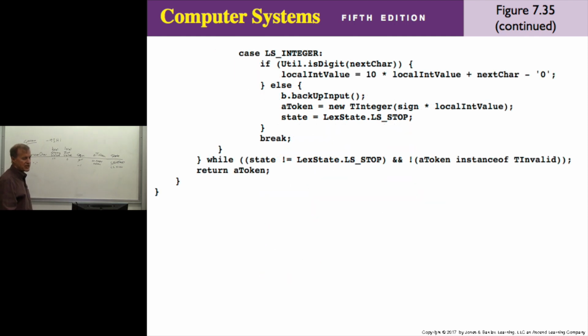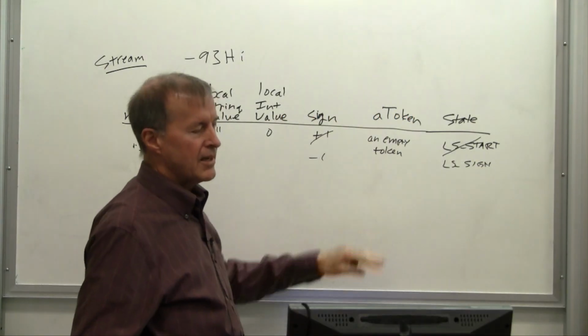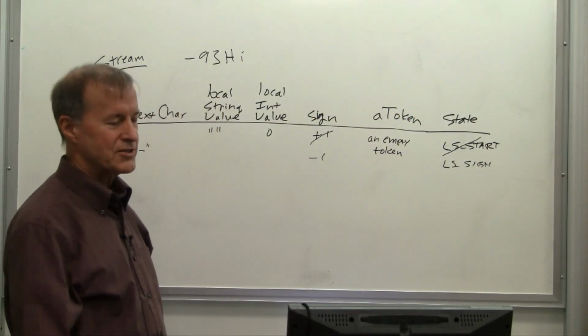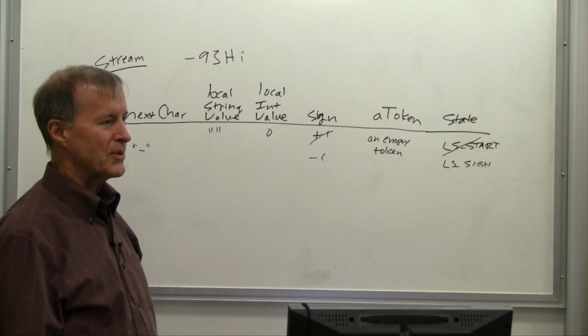State is not equal to stop. True or false? True. State, not a token, instance of T invalid. True, because this is not an invalid token. Are you with me? So what do we do? Is everybody clear on this? Got a question? Have we looked at instance of before? Yeah, that's a good question. We haven't, but can you tell what it means?